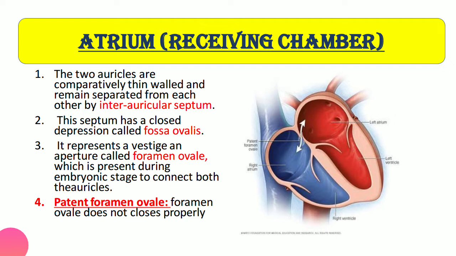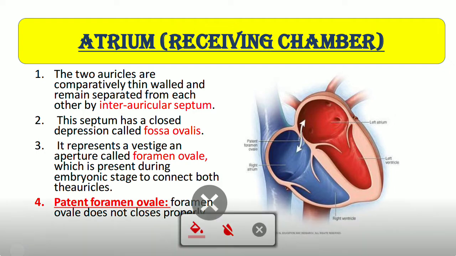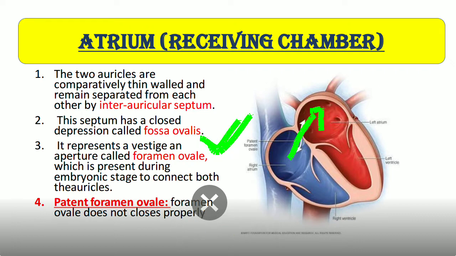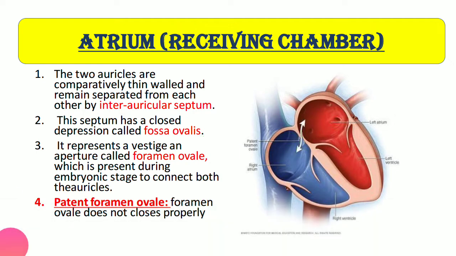When we are in the embryonic stage, there is mixing of the blood from the right chamber to the left chamber of the atria. That depression represents the foramen ovale, which is the passage for the blood flow in the embryonic stage. When this foramen ovale is not closed properly while taking birth, the condition where mixing of blood occurs is known as the patent foramen ovale.